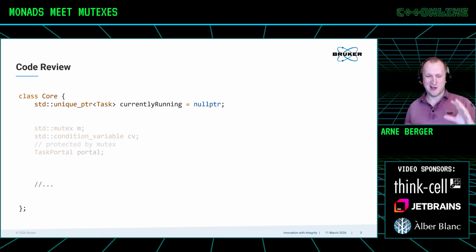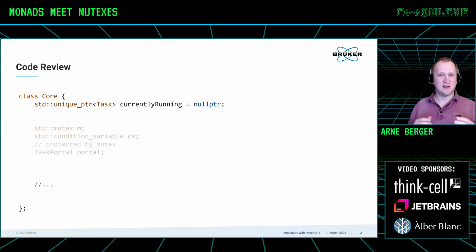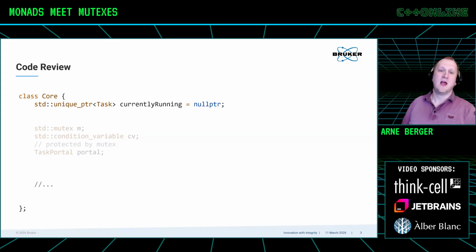Here you see the class Core. It's a core that is mainly responsible for scheduling our scan tasks. And it starts with a simple member here with a task that is currently running, might be a null pointer because nothing is running. So far, so good.